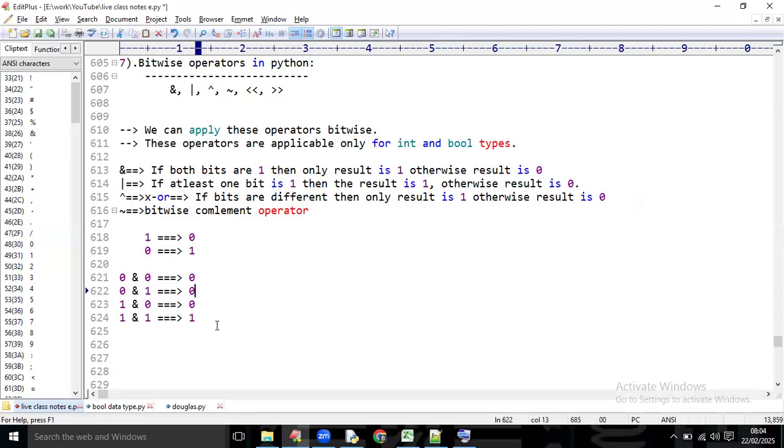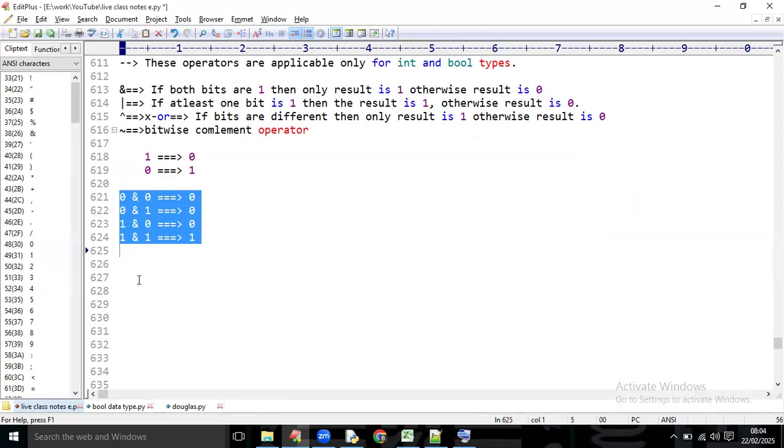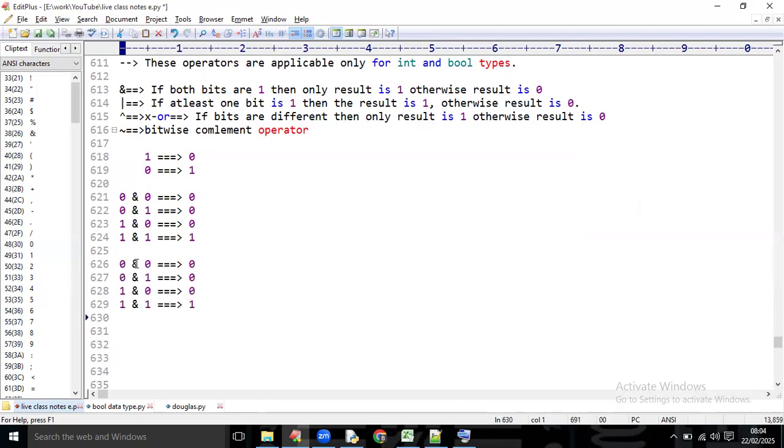Then what about the OR operator? For the OR operator I am giving the same kind of input, but the result may vary. Instead of AND we have to give OR. So 0 or 0, 0 or 1, 1 or 0, 1 or 1. So the rule here is, if at least one bit is 1, then only the result is 1. If at least one bit is 1.